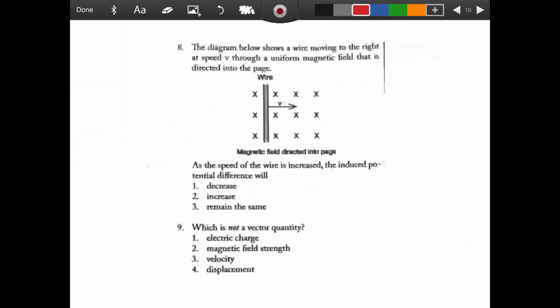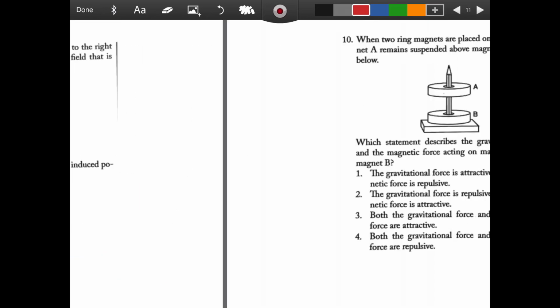Number 8, as the speed of the wire is increased, the potential difference will also increase. The slower it moves, the less of a potential difference will be induced. Number 9, which is not a vector quantity? Well, we draw displacement with an arrow, we draw velocity with an arrow, we draw magnetic field strength with an arrow. So it's definitely electric charge. You cannot have 7 coulombs west, it does not have a direction involved with it.